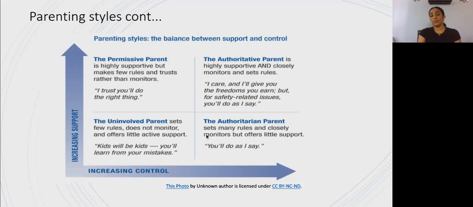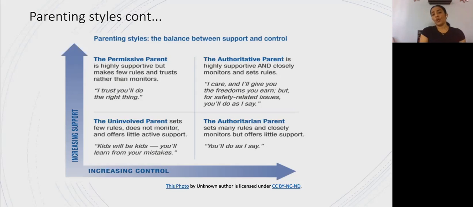Now, we're going to come to the authoritarian parent. What they do is set many rules and closely monitor, but offer little support. So how do they see the children? Their message is that you will do as I say. So there's a lack of communication and support for the children there, especially emotional support. Now we're going to come to the authoritative parent. It's highly supportive and closely monitors and sets rules. Their message to the kids is that I care and I will give you the freedom you earn, but for safety related issues, you will do as I say.